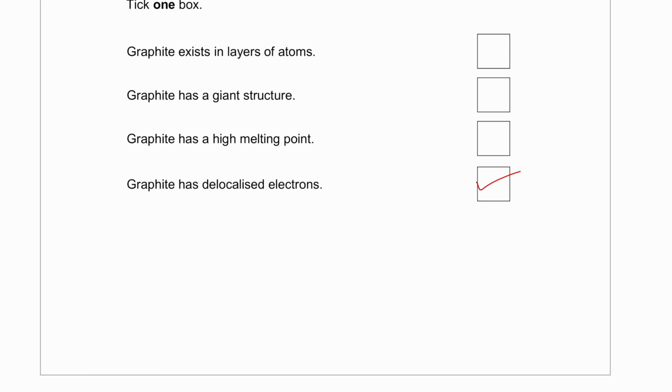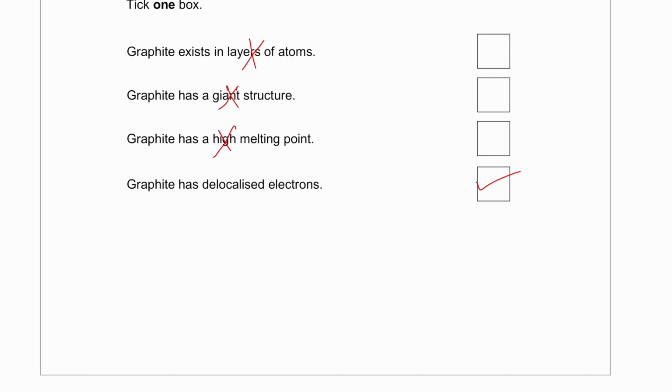Graphite exists as layers of atoms. Only existing as layers of atoms does not give any element the ability to conduct electricity. Graphite has a giant structure. Even diamond is a giant structure, but it doesn't conduct electricity because there are no free electrons. Graphite has a high melting point.